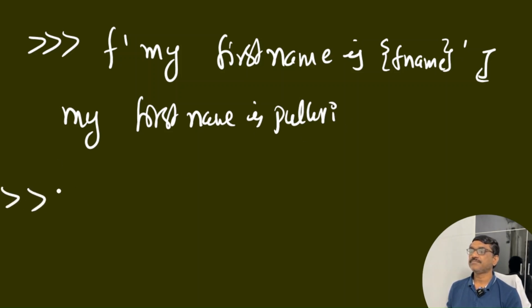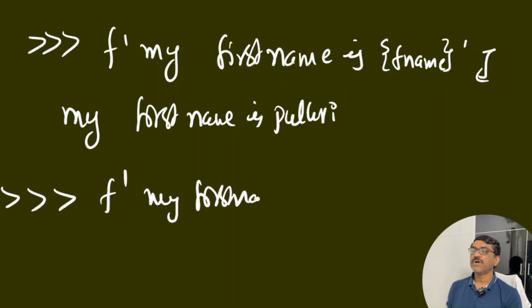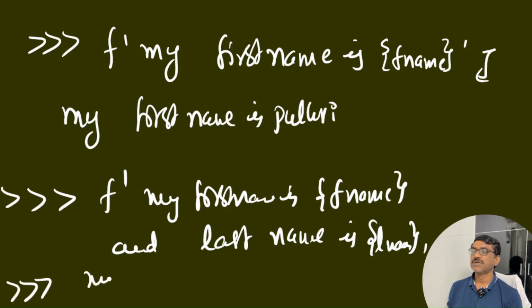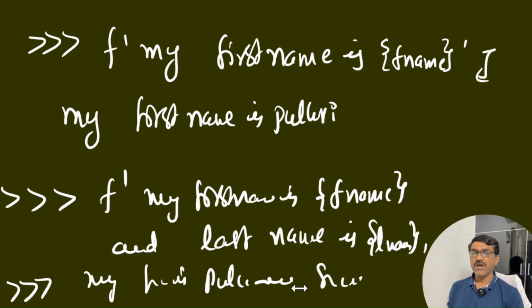Or you can write f, and here include my first name is, f name, and last name is, again within braces you mention l name, then close the single quotes. In this case, the output you get is: my first name is Pulluri and my last name is Srinivas Rao. Like that, it displays the result. This is the way of using F string. We will discuss more examples.